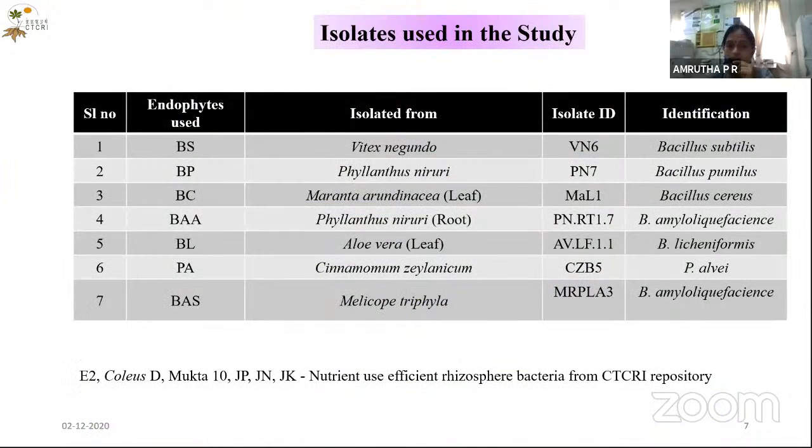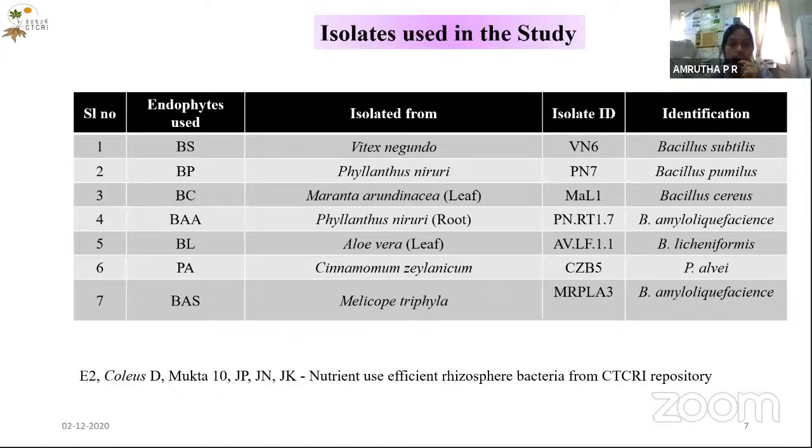These are the list of endophytes used in this study: Bacillus subtilis, Bacillus pumilus, Bacillus cereus, Bacillus amyloliquefaciens, 2 isolates BAA and BAS, Bacillus licheniformis and Paenibacillus alvei. Here Bacillus subtilis, pumilus, Paenibacillus alvei and Bacillus amyloliquefaciens S were identified against Phytophthora colocasiae, but we want to check whether they show any inhibitory effect on Colletotrichum gloeosporioides also.